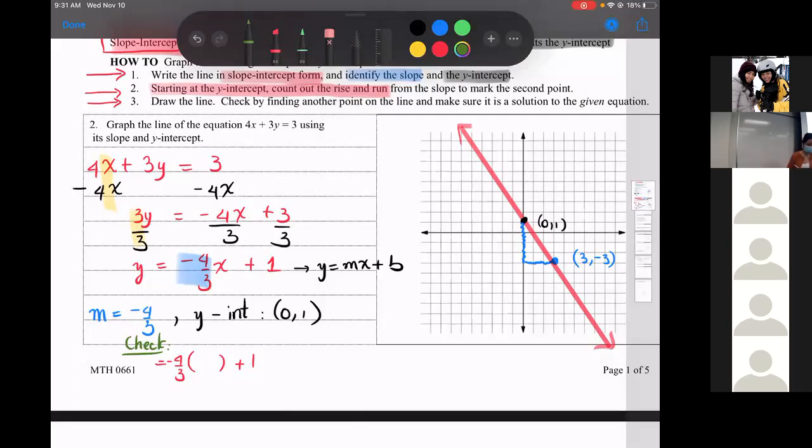So to check, I'm going to plug in (3, -3). X is 3, y is -3. So -4/3 times x, which is times 3, and on the left-hand side is y, so it's going to be -3. I'm going to put a question mark here because I don't know if it's equal or not. Is it equal? 3 divided by 3 is 1. -4 plus 1 is -3. So yay, it's equal.